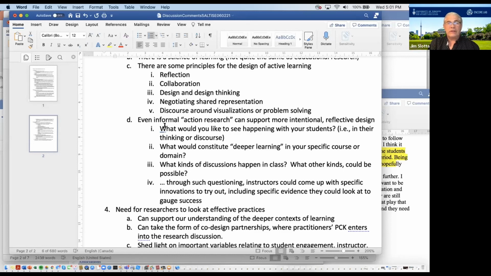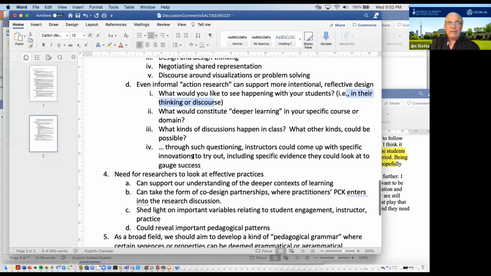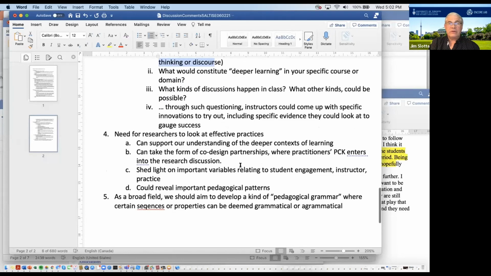So you can ask things like, what would you like to see happening with your students? Right? That's a simple, actionable question, like in their thinking or in their discourse. What would constitute deeper learning for you than what you've been getting? What kinds of discussions are happening in class, and what other kinds would you want to see? By asking those kinds of questions you could come up with very specific things to try out, and then you'd have evidence to look back on to see about your success.